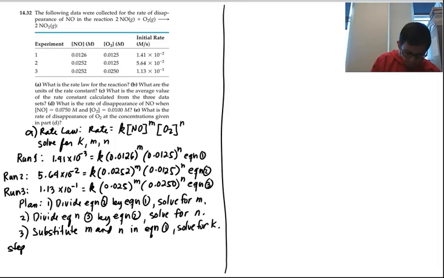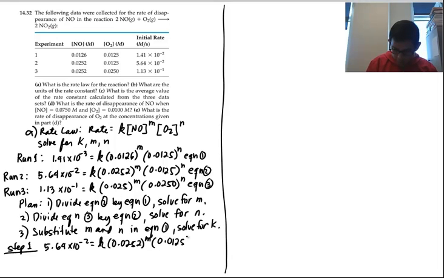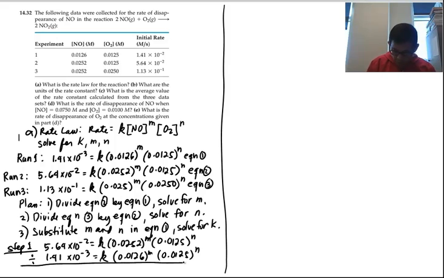Step 1. Again, step 1 is divide equation 2 by equation 1 so that we can solve for m. So equation 2, 5.64 times 10 to the negative 2 equals k times 0.0252 to the m times 0.0125 to the n. We divide by equation 1. Equation 1 is 1.41 times 10 to the minus 3 equals k times 0.0126 to the m times 0.0125 to the n.